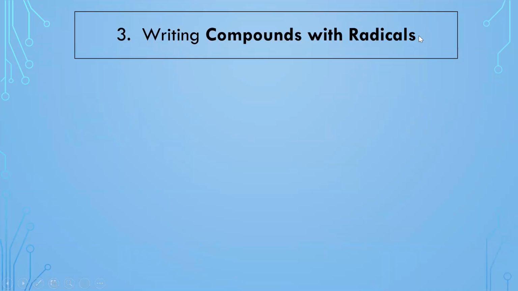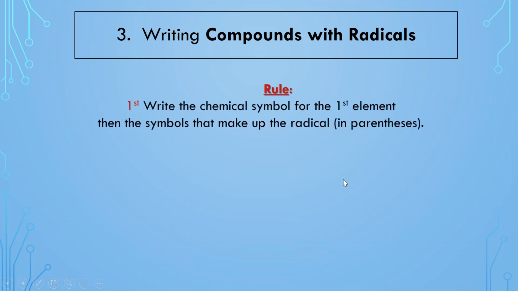3 of 7.2 is compounds with radicals. So remember that a radical may be included in a parenthesis when you write it, but it does not have to be. Sometimes it does. So basically, you're going to say the name of, write the symbol for the chemical from your periodic table, the element, and then you'll write the symbols that make up the radical from your radical sheet. You can always put radicals in parentheses, but you don't necessarily always have to.